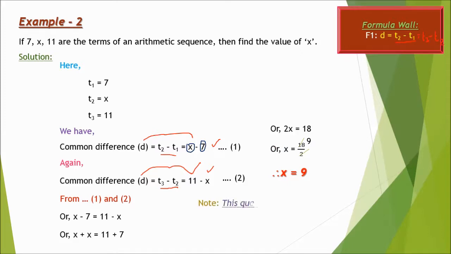Now there is a note for you. This question can be done by another method also. There is another method, but not in this video. You have to wait for the next video, the second video. As there are 7 parts, in part 2 this question is solved by a different way. Now let's move to another example.